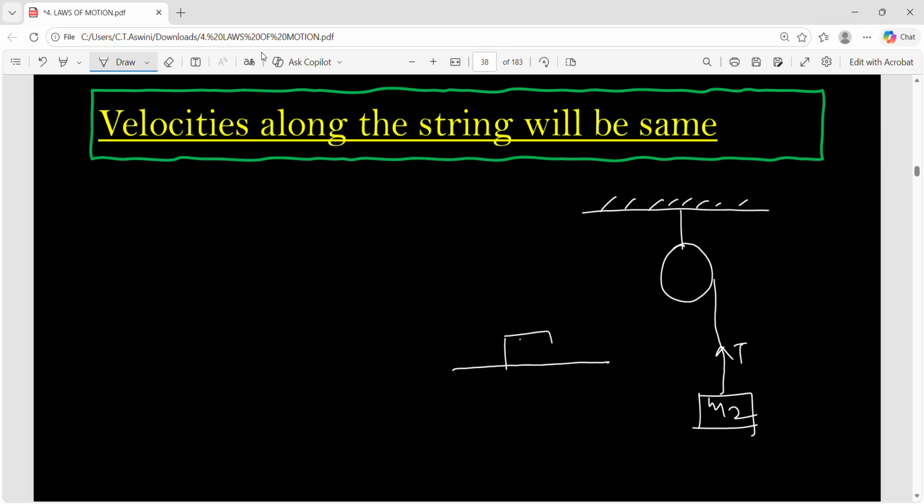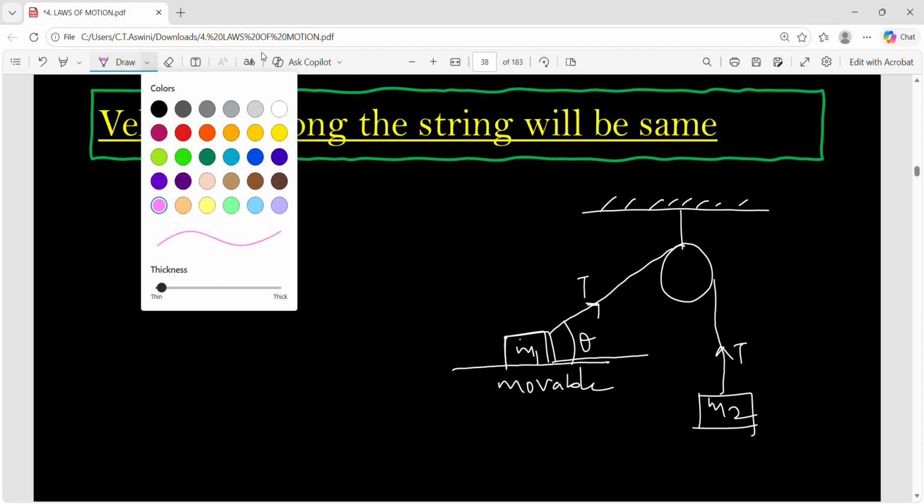Now imagine there is a block on horizontal floor. Its mass is M1. It is, see, it is moving freely. Okay, it is movable block. Let me write it here. We are not fixing the block on the floor. It is just movable, flexible. Okay, and this is how it was attached. Now away from the mass, again tension. With the horizontal, let us assume that it is making some angle theta.